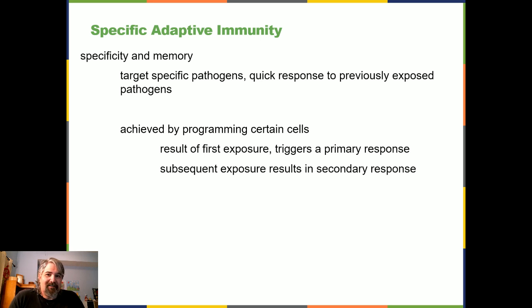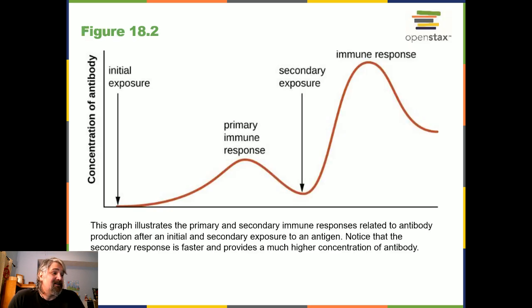Well, we have a much more sophisticated system, but one that is able to target specific pathogens, and this allows for a rapid response to pathogens to which we've been previously exposed. It's achieved by programming certain cells. So they have to get exposed first. They're undifferentiated, not active, and then initial exposure will trigger a primary response. But after that, they are primed. They are programmed, allowing subsequent exposures to result in a secondary response, which is much stronger, as demonstrated here.